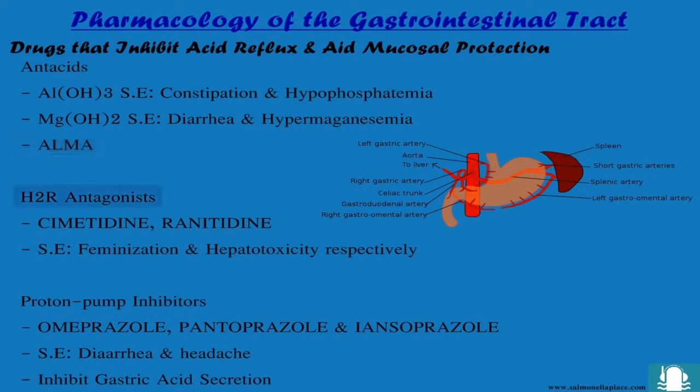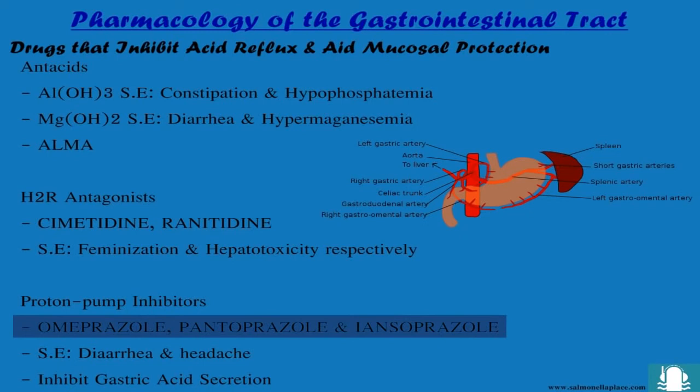Then you have the histamine 2 receptor antagonists, cimetidine and ranitidine. Ranitidine has the side effect of hepatotoxicity. Cimetidine causes feminization due to the P450. And then the last group are the proton pump inhibitors.